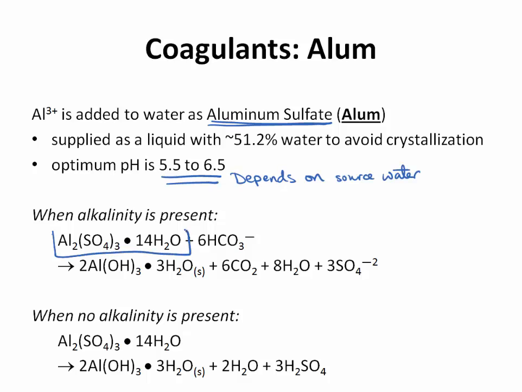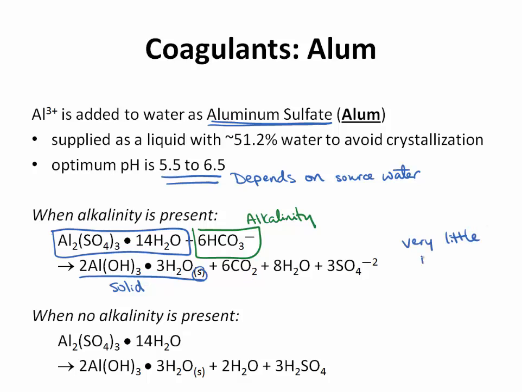This compound is aluminum sulfate or alum, and this means that aluminum sulfate is combined in a hydrated form with 14 moles of water. When this is added and alkalinity is present, so alkalinity here is denoted by bicarbonate, a precipitate forms of aluminum hydroxide. Carbon dioxide is released and some sulfate. There's very little pH change with this reaction.